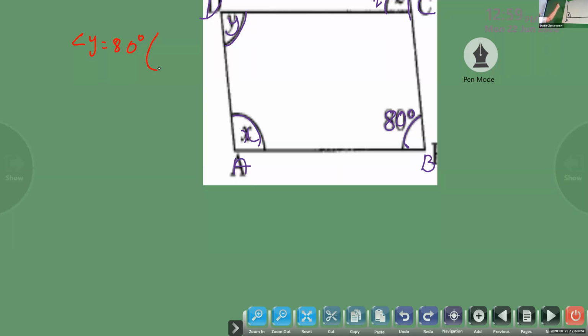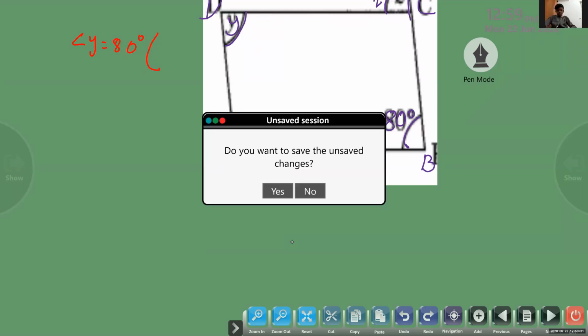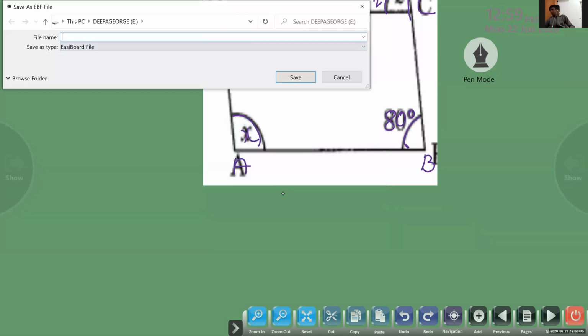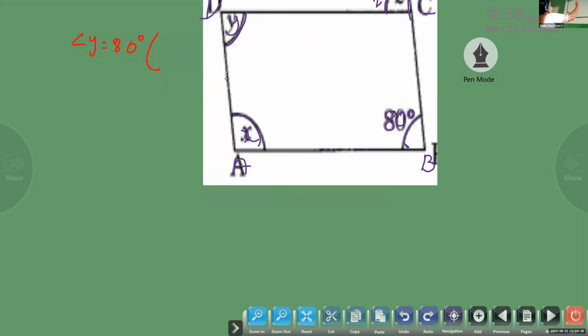All of you write the reason in brackets. What is the reason? Opposite angles of a parallelogram are equal. You have to write it in that way. Opposite angles of a parallelogram are equal. So we got angle Y.